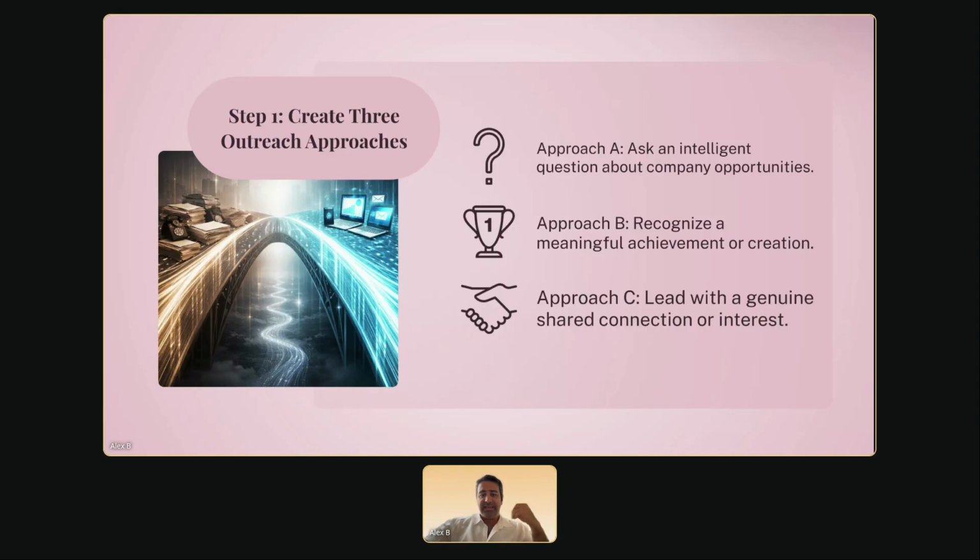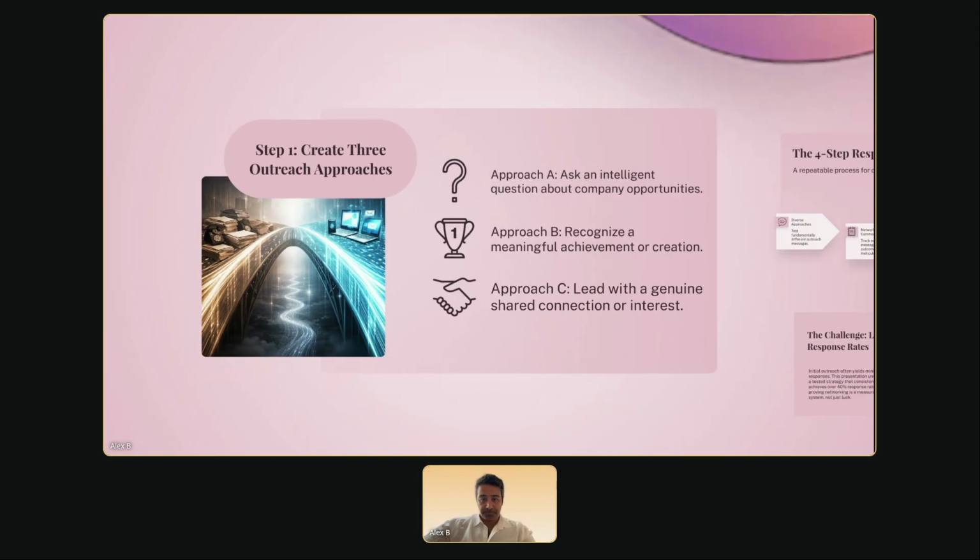And approach C is lead with genuine shared connection or interest. You need to do some research on that person and find out about their interest, and send a message about their interest. Talk about the interest. Talk about, if you have a shared connection, especially people in the mastermind learn how to do this systematically, you will have a lot of shared connections. So that opens the door for you to talk about those shared connections. Very important to do that.